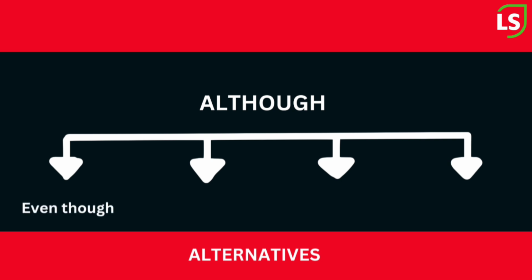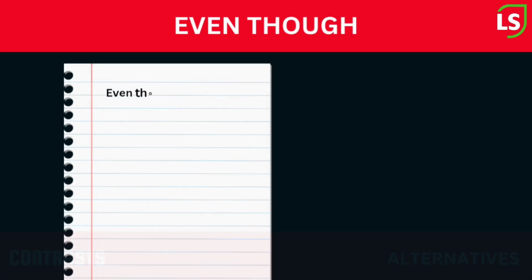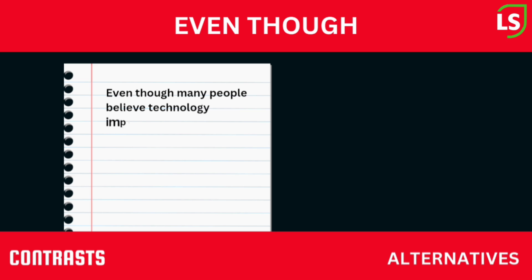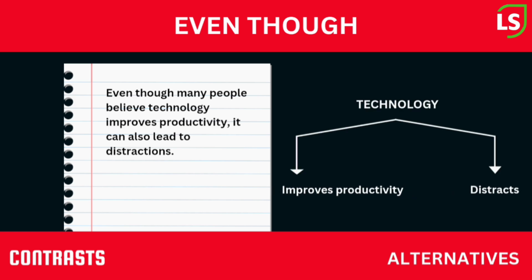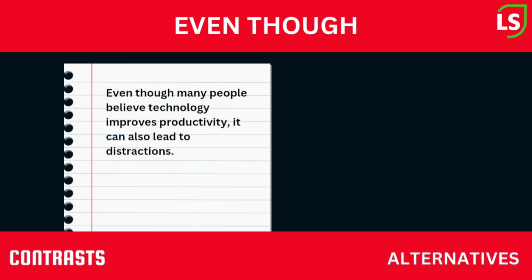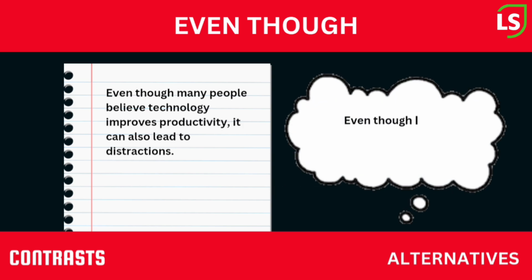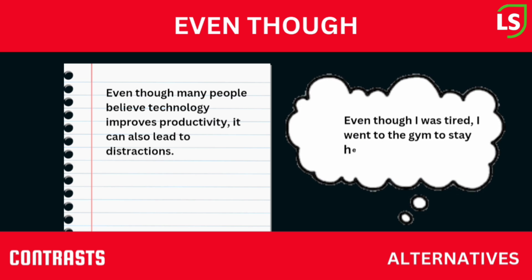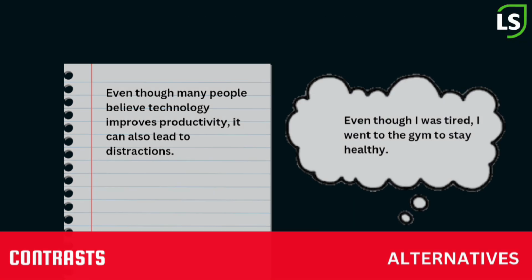First, even though. This is a strong alternative to although and works well in both writing and speaking. Even though many people believe technology improves productivity, it can also lead to distractions. Notice one topic, technology, but two opposite effects. In the speaking test, you can say, even though I was tired, I went to the gym to stay healthy. Normally, you'd expect a tired person to rest, but here the opposite happens. That's why we use even though to emphasize the contrast.